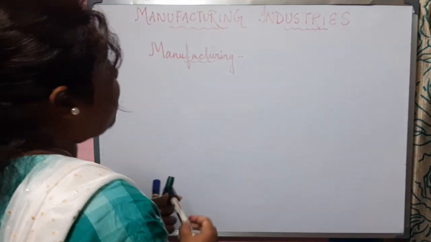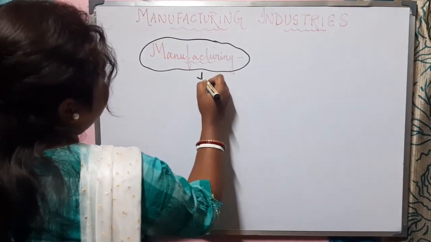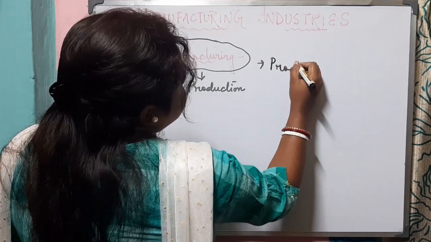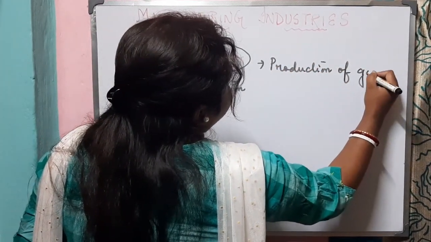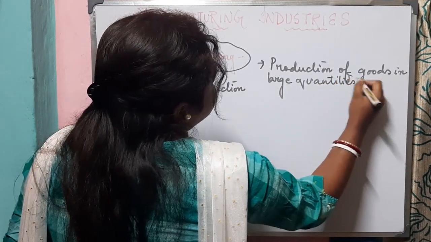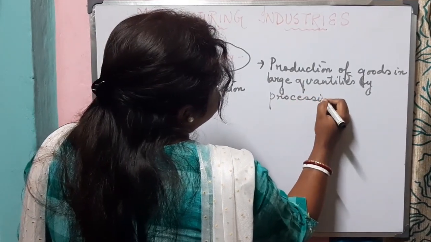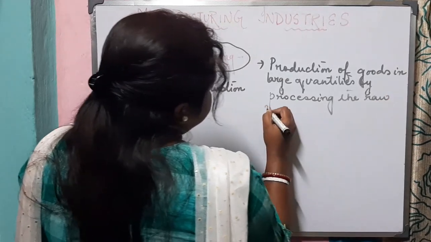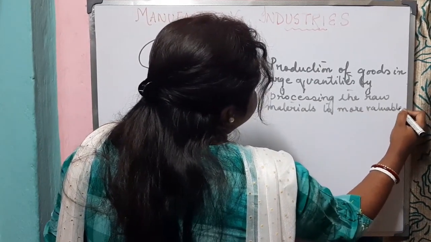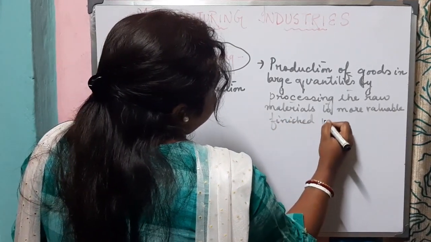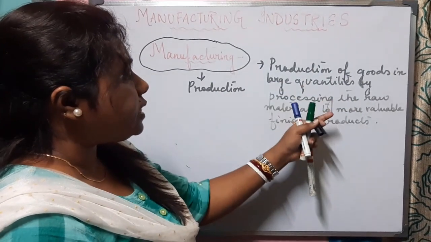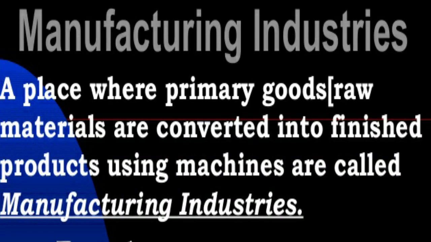What is manufacturing? Manufacturing is related to production. Then what is the definition of manufacturing? Production of goods in large quantities by processing the raw materials to more valuable finished products is called manufacturing. So what is manufacturing? Production of goods in large quantities by processing the raw materials to more valuable finished products.